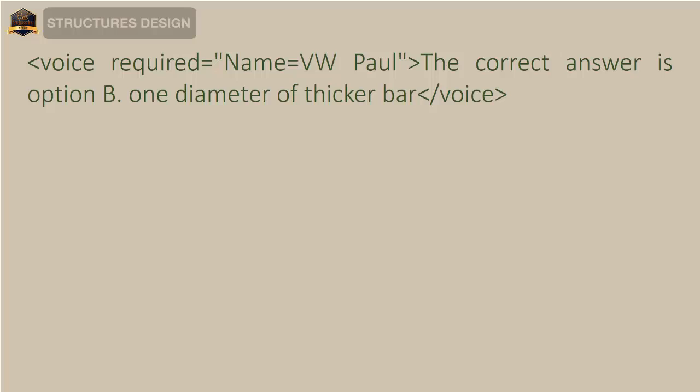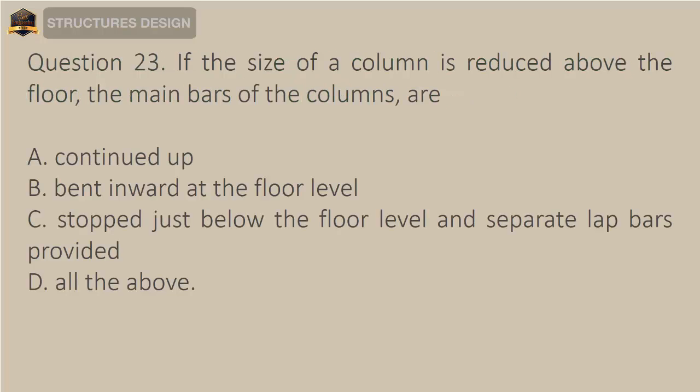Question 23. If the size of a column is reduced above the floor, the main bars of the columns are A. continued up, B. bent inward at the floor level, C. stopped just below the floor level and separate lap bars provided, D. all the above. The correct answer is option D, all the above.